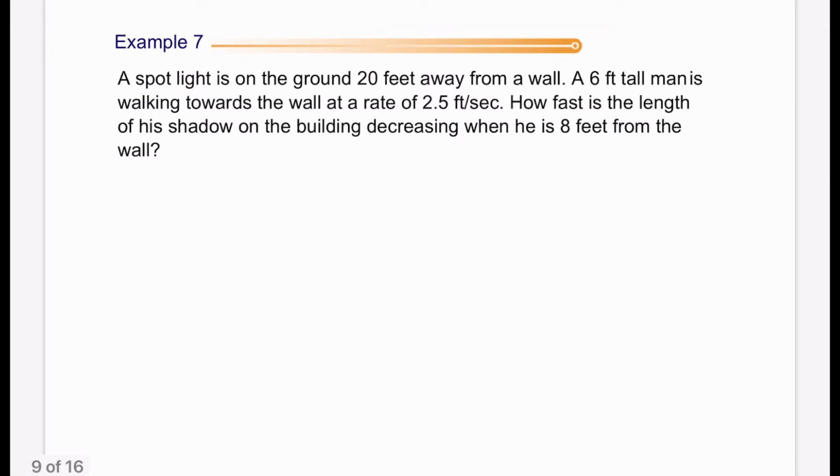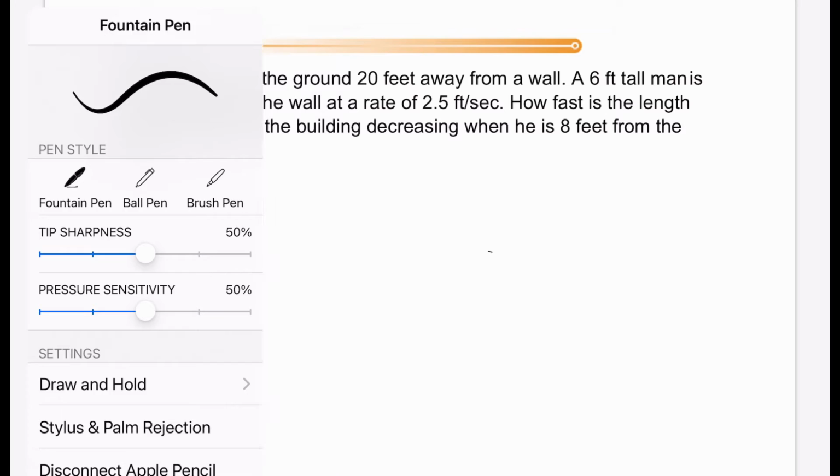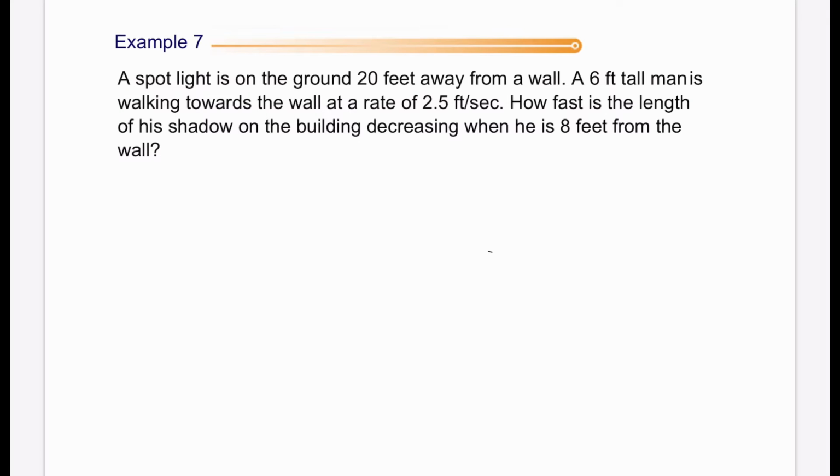Hello everyone, so we're going to do example 7 from our notes. This is a related rate question with similar triangles built in. So our question says a spotlight is on the ground 20 feet away from a wall. A 6-foot tall man is walking towards the wall at a rate of 2.5 feet per second. So I'm going to draw that out to start.